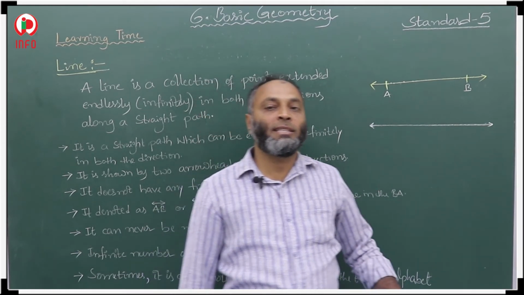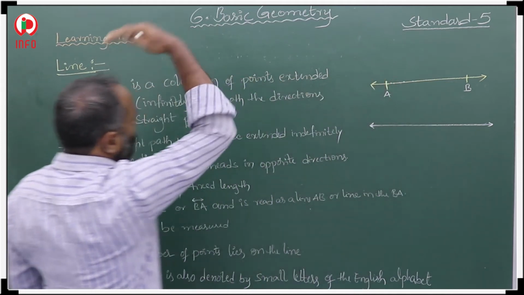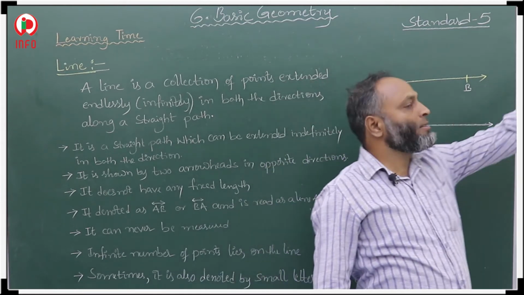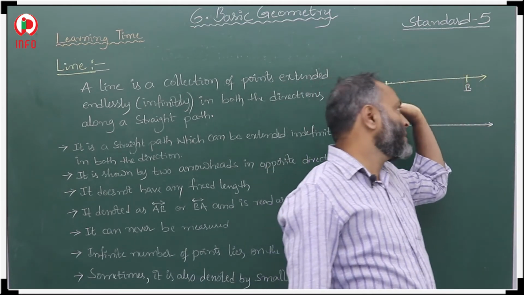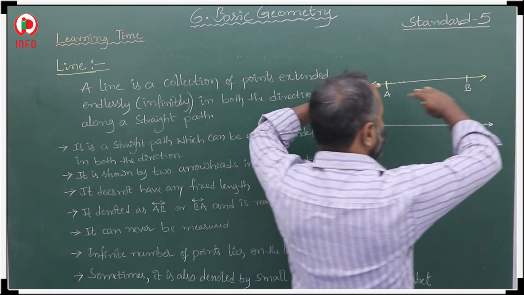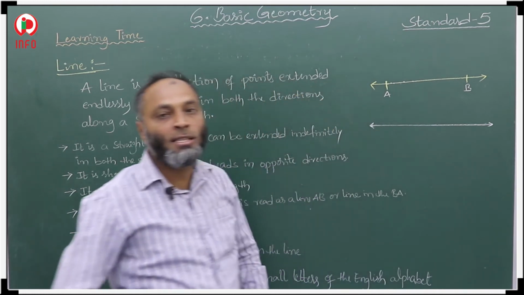It extends on both sides, right side and left side. Where it ends, infinitely it goes. So wherever it goes, here on the right side also an arrow mark is there. Arrow mark means it moves infinitely, on the right side and the left side. So this line moves. Okay, so this is a line.